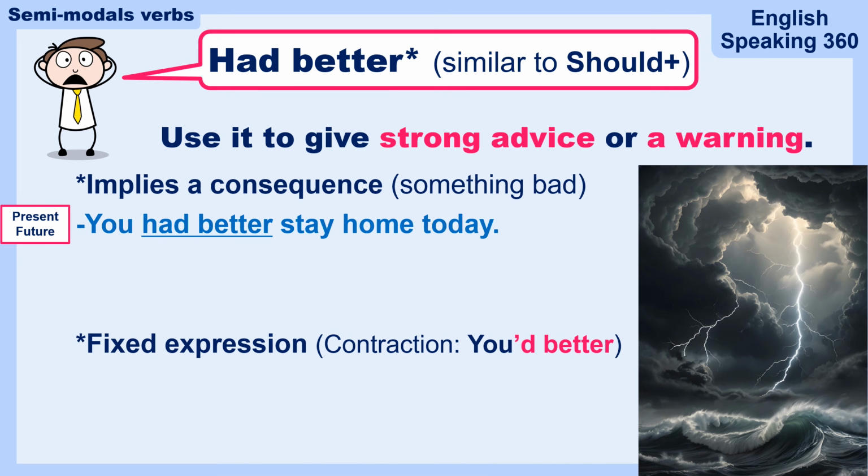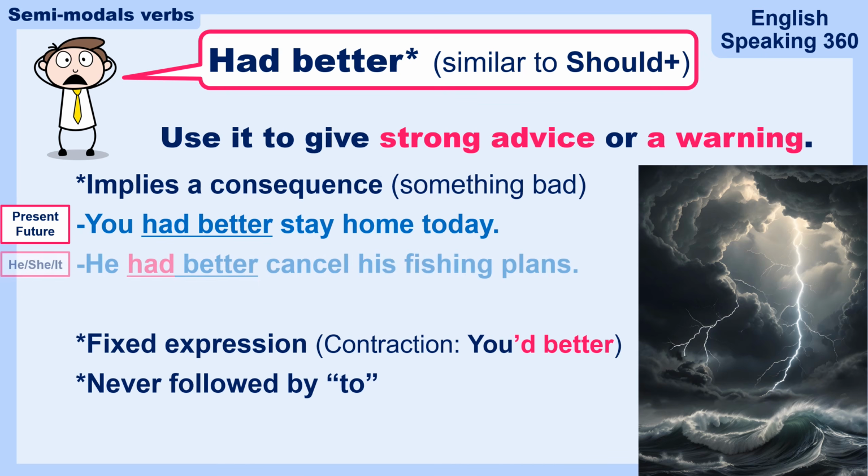But there is a contraction. For the contraction, we say you'd better. You had better stay home. You'd better stay home. Had better is never followed by to. And that is one of the reasons why some people say it is not a real semi-modal verb. He had better cancel his fishing plans. He had better to cancel his fishing plans does not work. He'd better cancel his fishing plans.